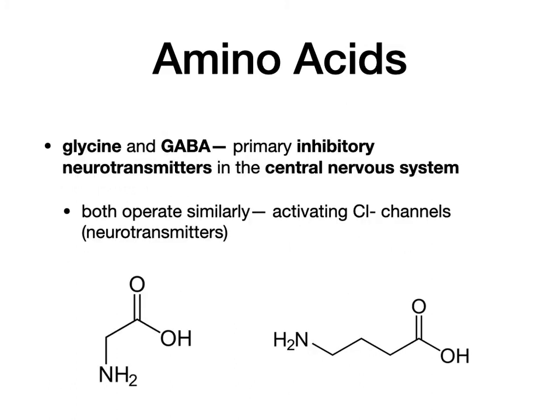Some other amino acids, glycine and GABA. These are the primary inhibitory neurotransmitters in the central nervous system. Both are going to operate similarly. They activate chlorine channels, again, as neurotransmitters. So these are promoting the transfer of a particular kind of ion that will dampen the activity of the cell.